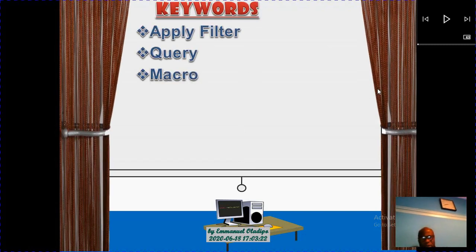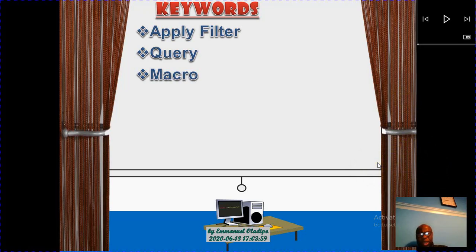An important keyword you need to remember, therefore, is apply filter, query, and macro. Apply filter basically helps in selecting a set of records, given a set of criteria. Okay, and we're going to make this possible by using a drop down, and we'll be automating the filter using a macro, and then we equally do some element of query in it.